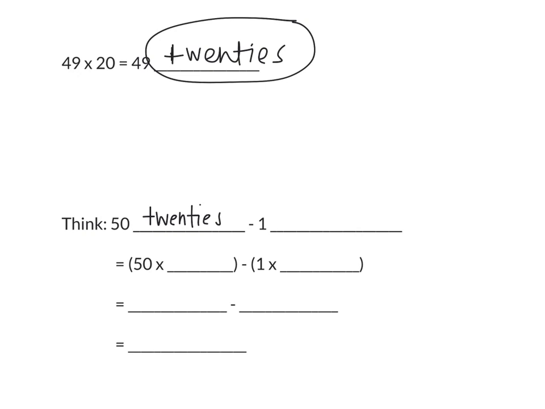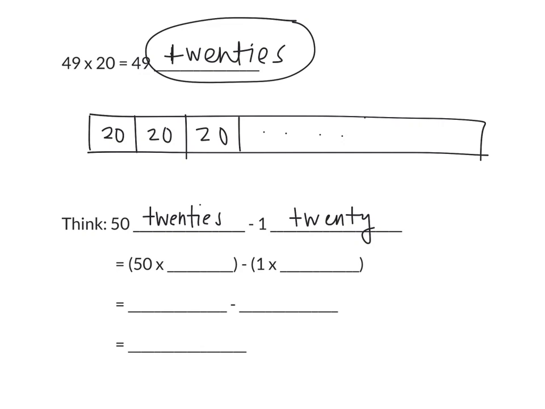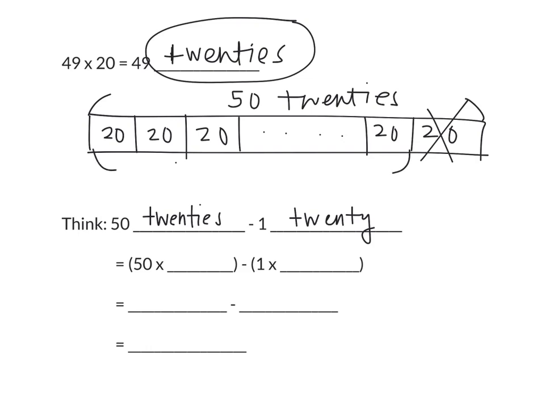So I can think to myself, this is the same as 50 20s, but do I really have 50 20s? No. I have 49. So that's 50 20s, but I have to take away 1 20. Let's draw that using a tape diagram. That means I have 50 20s altogether. You can see the unit is the one that I'm making copies of, right? Altogether, I had 50 20s, but I don't want 50 20s. How many 20s do I really want? 49. So I'm going to take away one of them. I'm going to show that I have 49 20s.